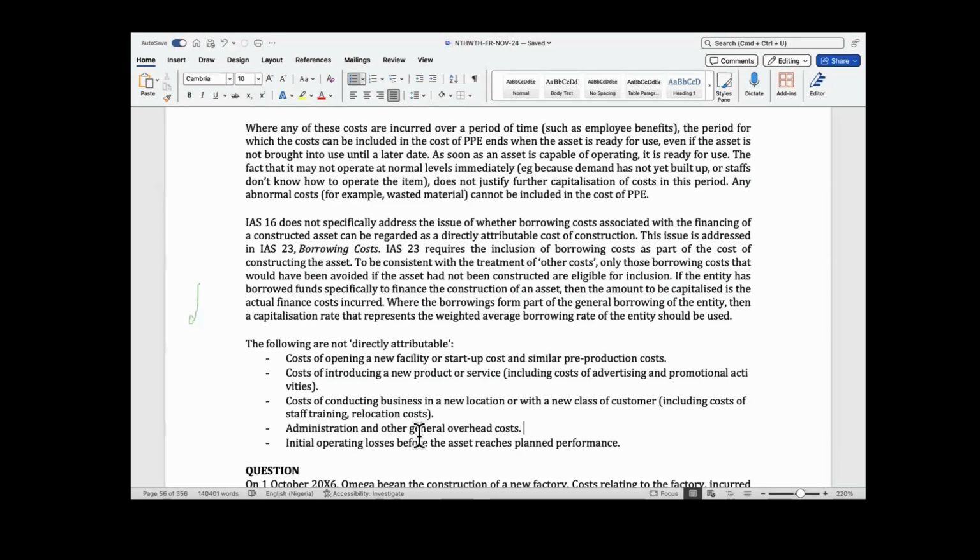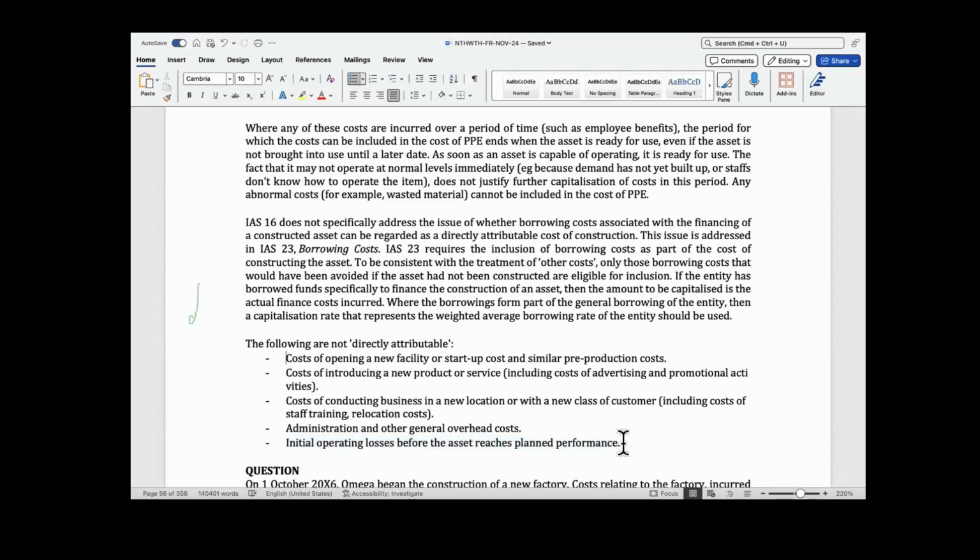And the last one is initial operating losses before the asset reaches planned performance. So if you were making losses before the asset was able to be used optimally, that should be expensed. It's not part of the cost of getting the asset ready. Expense them. So 1, 2, 3, 4, 5. As an FR student, you have to know these 5.